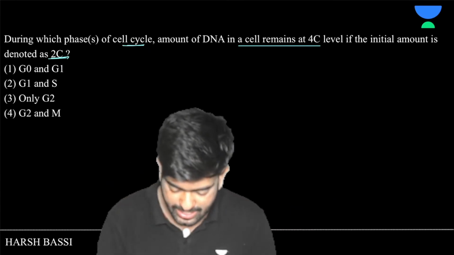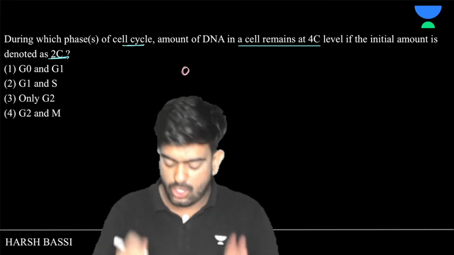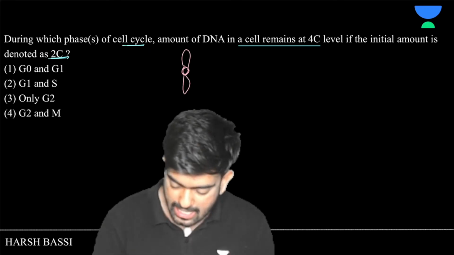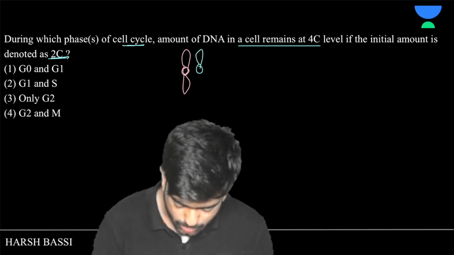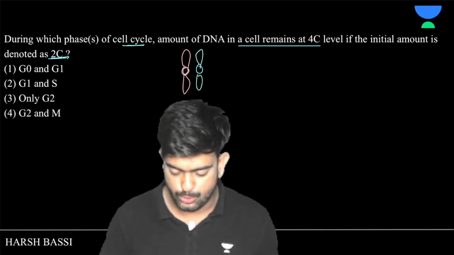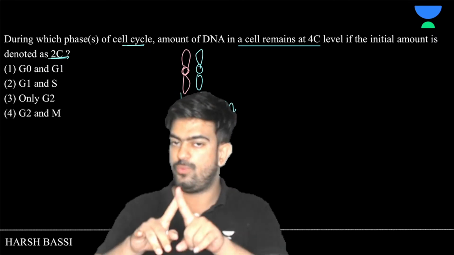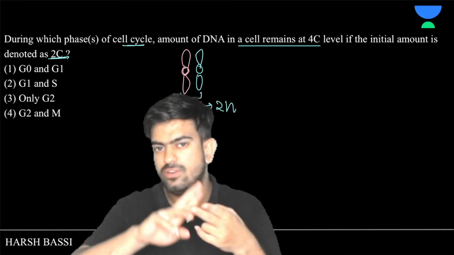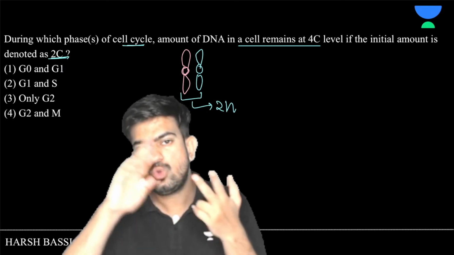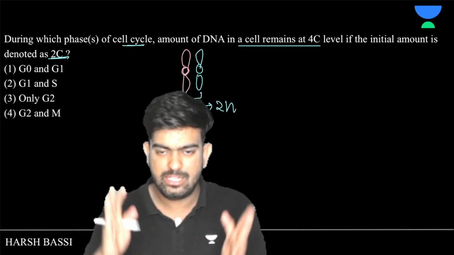Just concentrate, okay? Let's suppose your mother has this chromosome and your father has this chromosome, and this chromosome came into you. So this makes you 2n. For one chromosome, you have two copies, right? Two copies of each chromosome. So this makes you diploid.